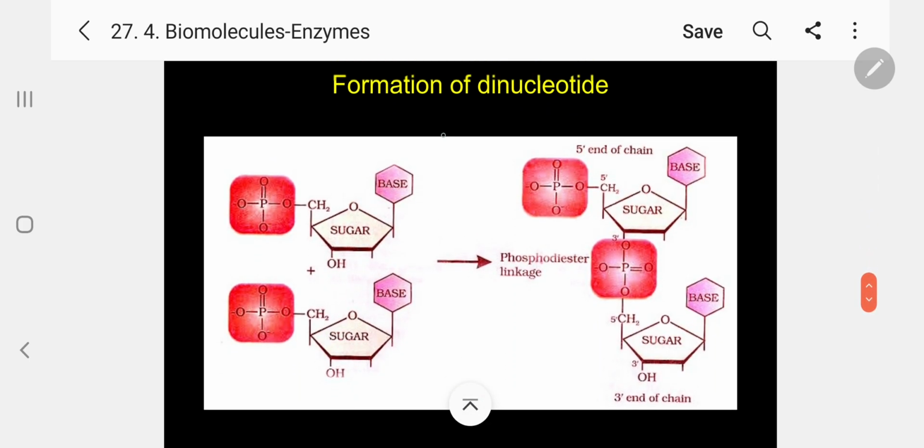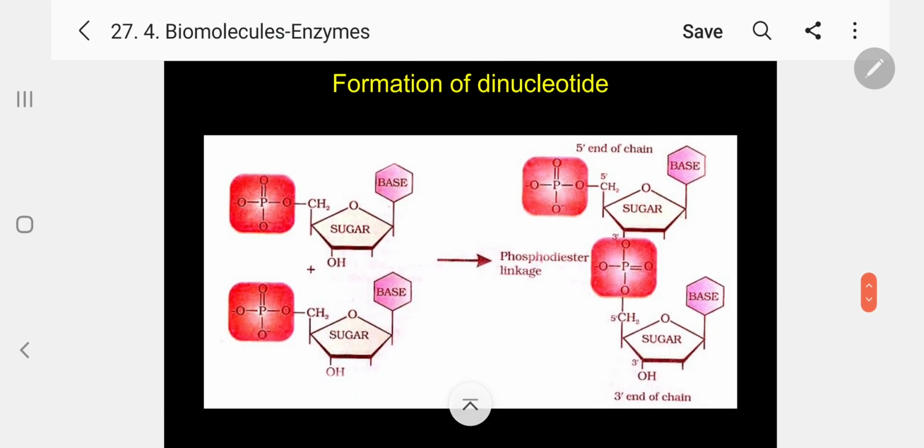Now, formation of dinucleotide. So just see here, this is one nucleotide, this is another one. So a base is attached to the carbon atom on the beta side and phosphoric acid is attached to the fifth carbon atom. This one again, this is the second. So what is the remaining? So 1, 2, 3 carbon atom, it is free. So this is the 3 carbon atom. 3 carbon atom, OH is free.